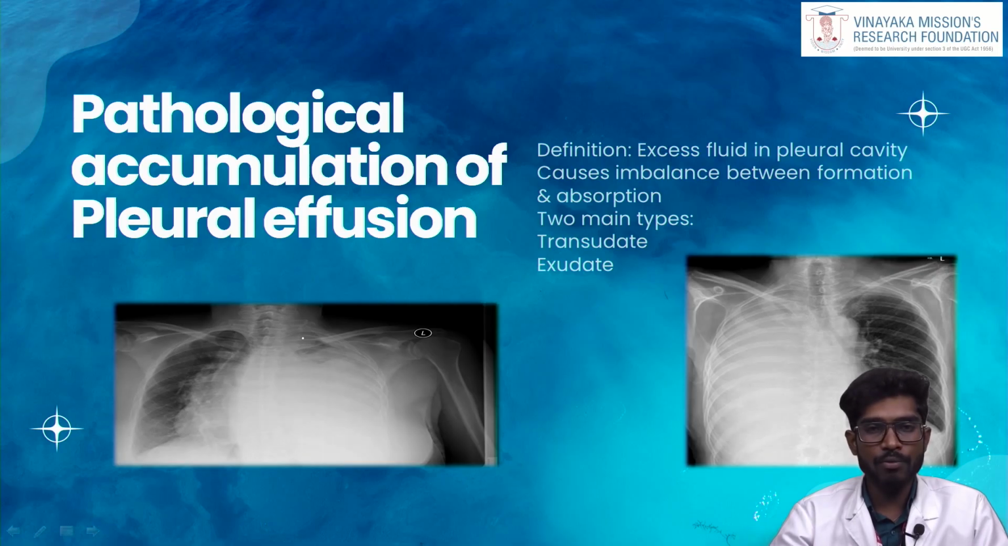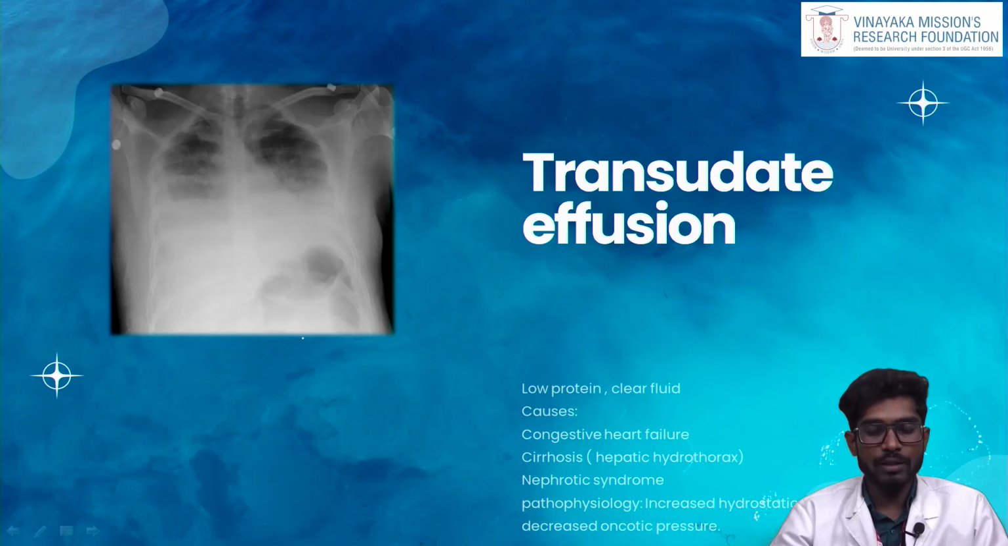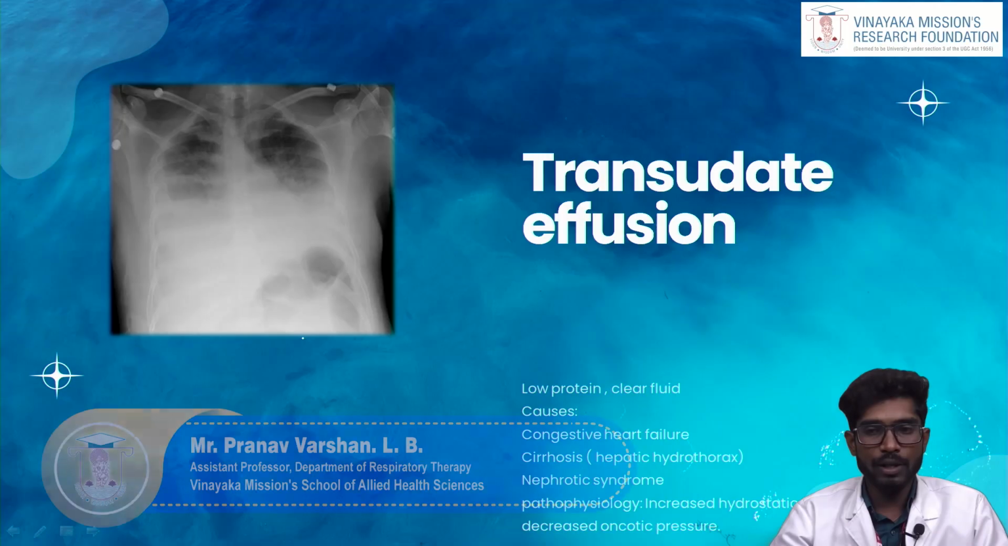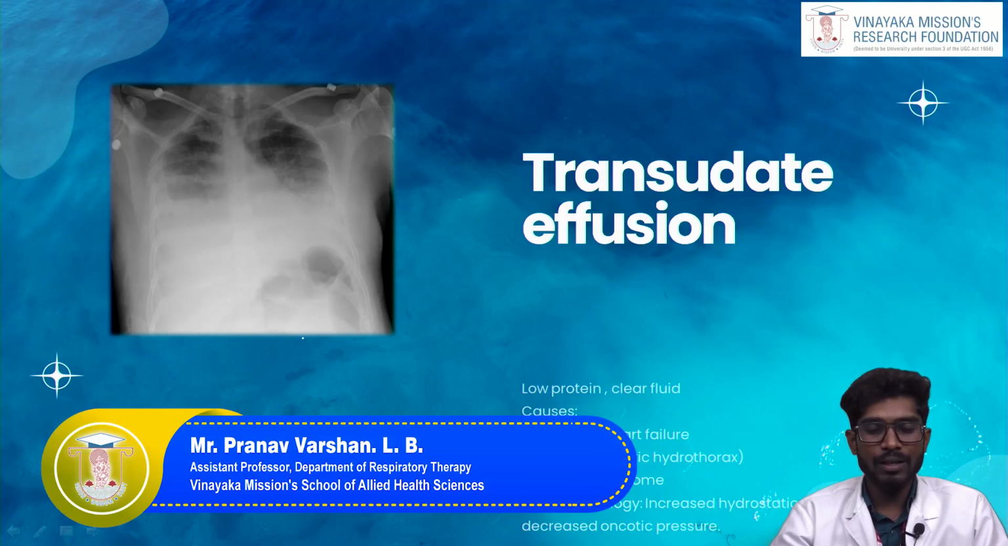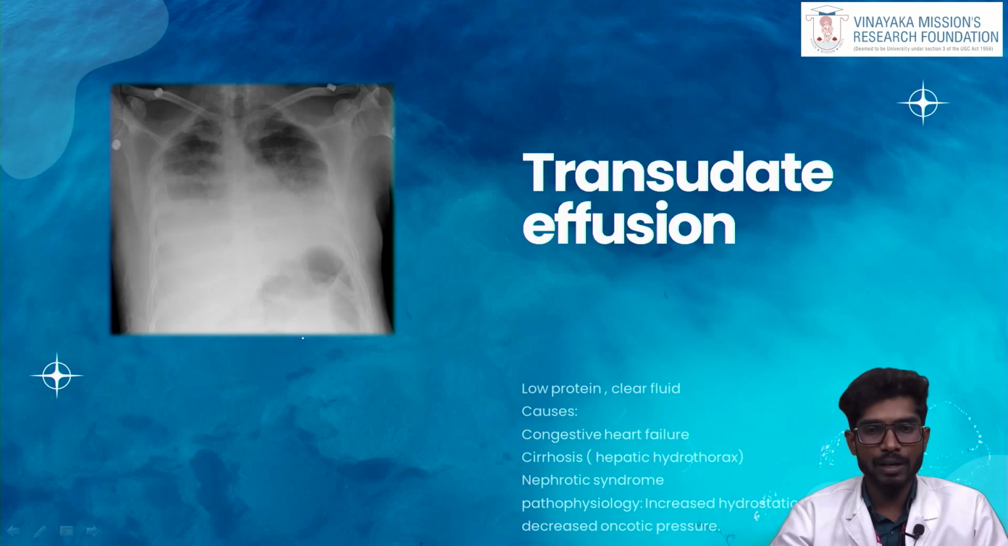There are two types of pleural effusions: transudate and exudate. What is transudate and exudate? Transudate is a clear fluid, which can be visualized as clear fluid, and it contains low protein levels. If we take a sample of pleural fluid in a transudate effusion, the fluid will be clear and transparent.